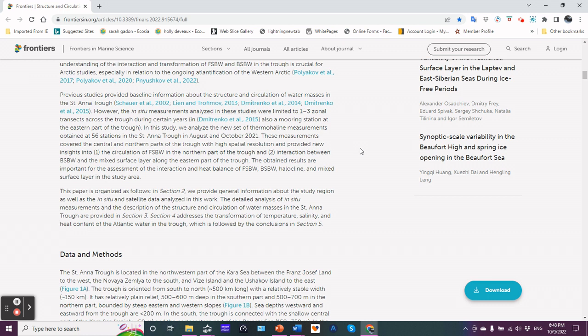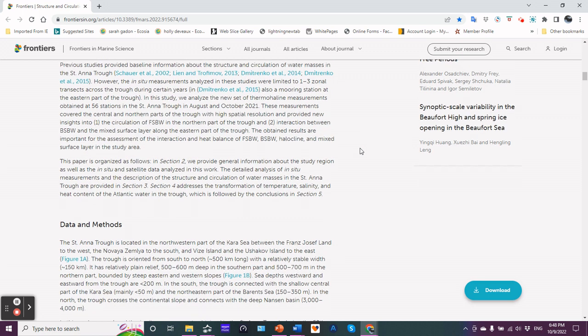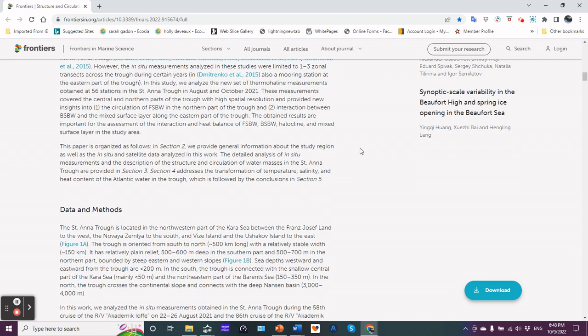In this study, we analyzed the new set of thermohaline measurements obtained at 56 stations in August and October 2021. These measurements covered the central and southern parts of the trough with high spatial resolution and provided new insights into, one, the circulation of FSBW in the northern part of the trough, two, interactions between the BSBW and the mixed surface layer. We will see that abbreviated as MSL in later diagrams along the eastern part of the trough.